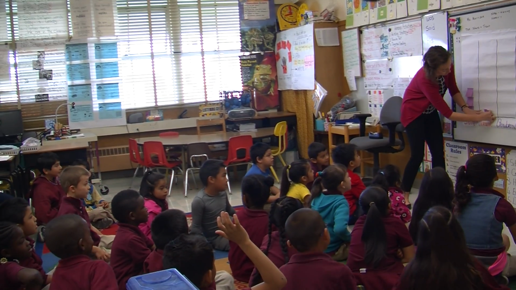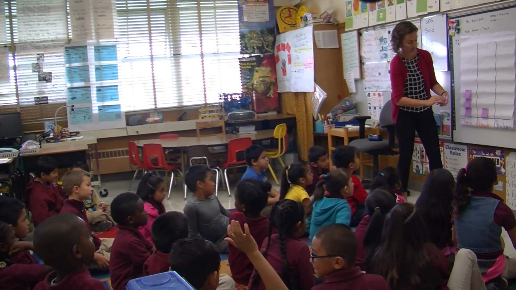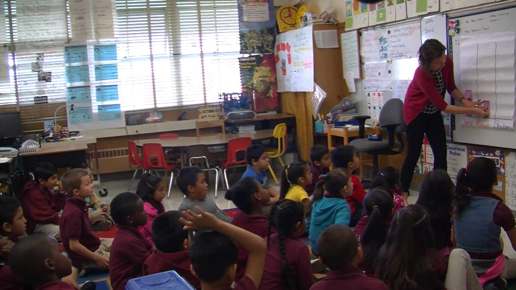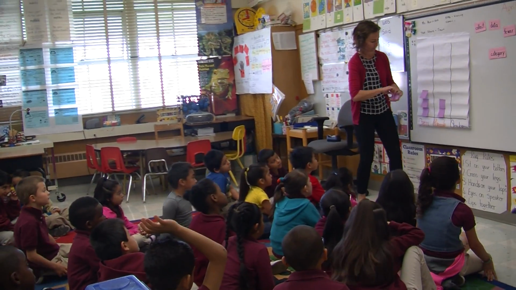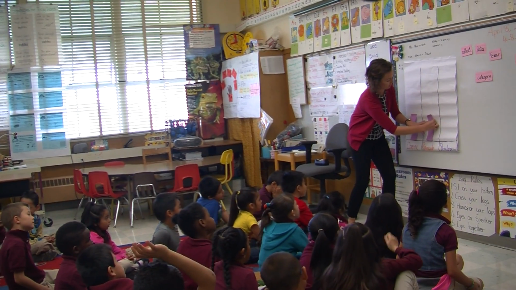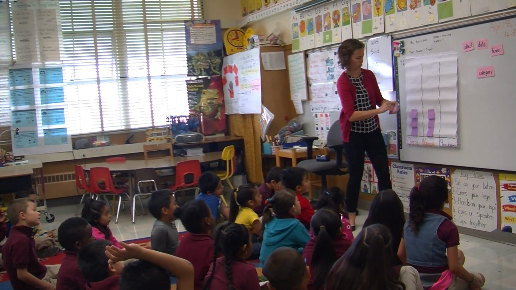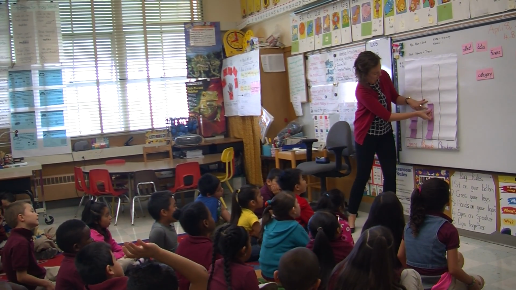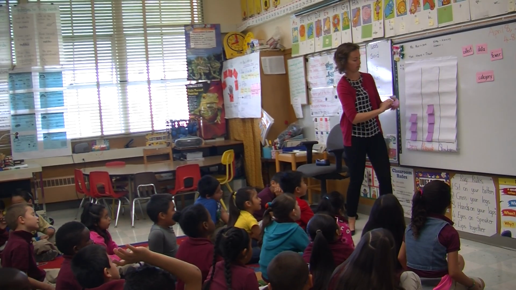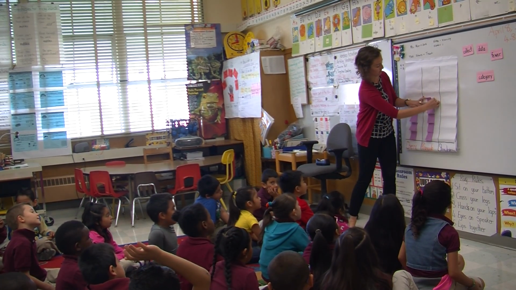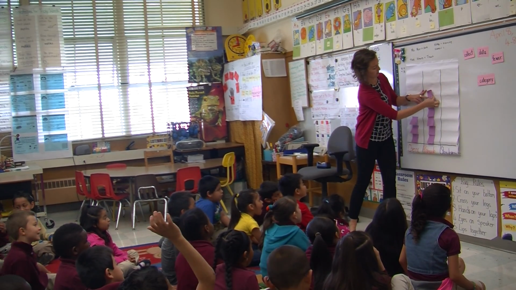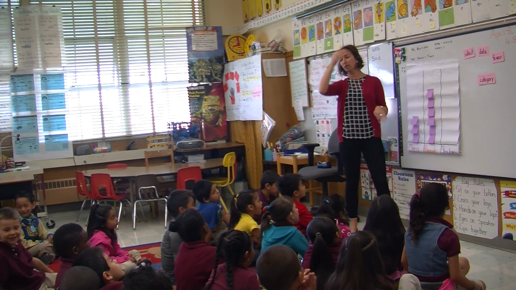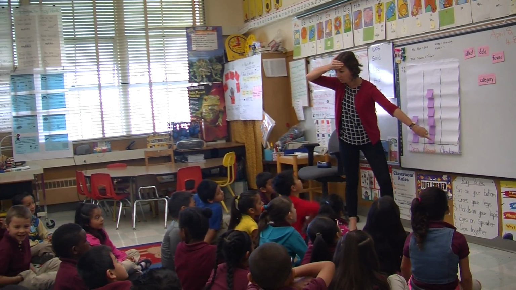Okay, so I need 1, 2. 2, making sure they're lined up. Are they lined up? Yeah. Okay, good. 3, 4, 5, 6. Oh my goodness. All right, ready for strawberries? Yeah. Okay.